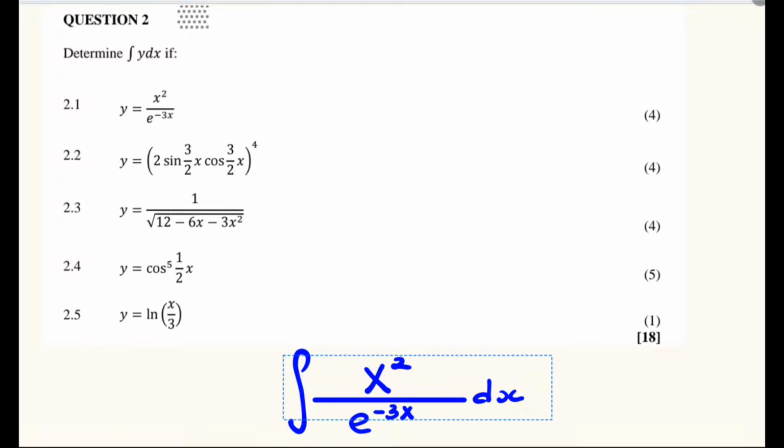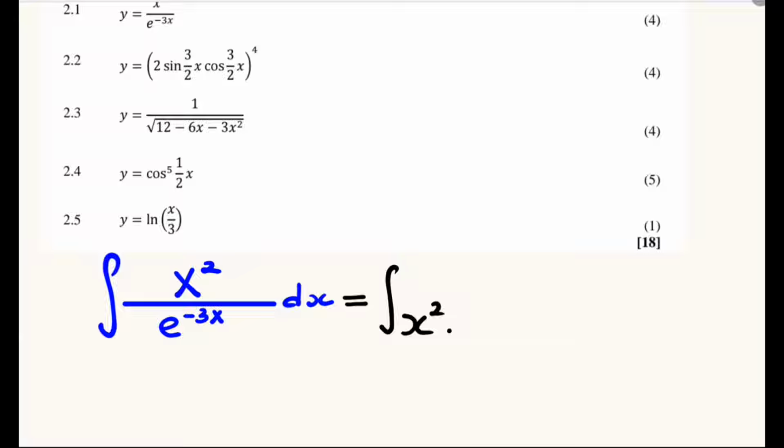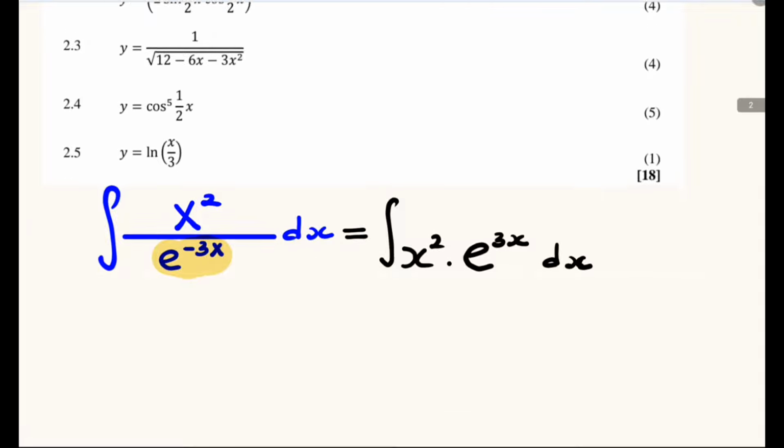Question 2.1, we integrate the following function and we rearrange, and this will be equal to the integral of x squared. We move the e raised to the power negative 3x from the denominator to the numerator, and the exponent will change sign to positive 3x. So we have e raised to the power 3x multiplied by dx.